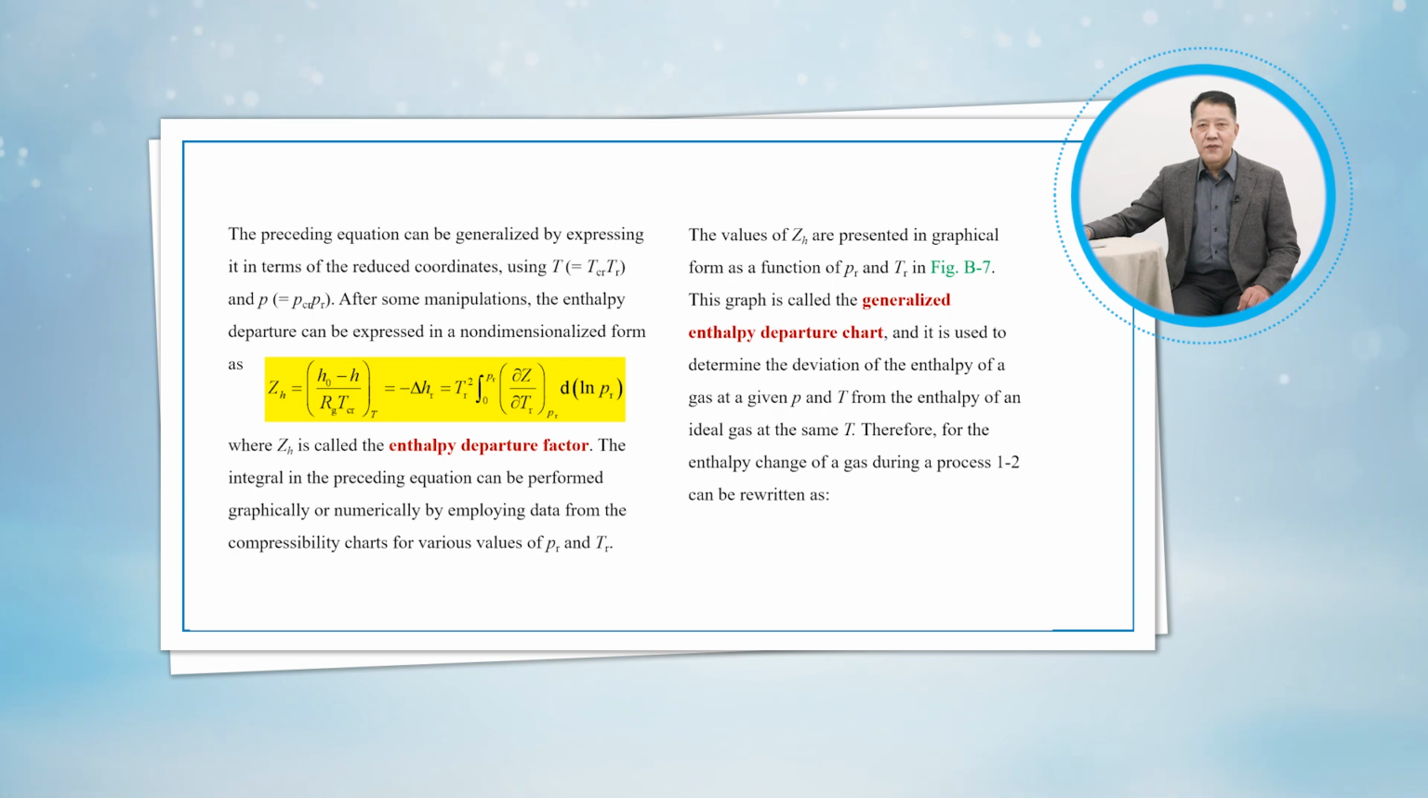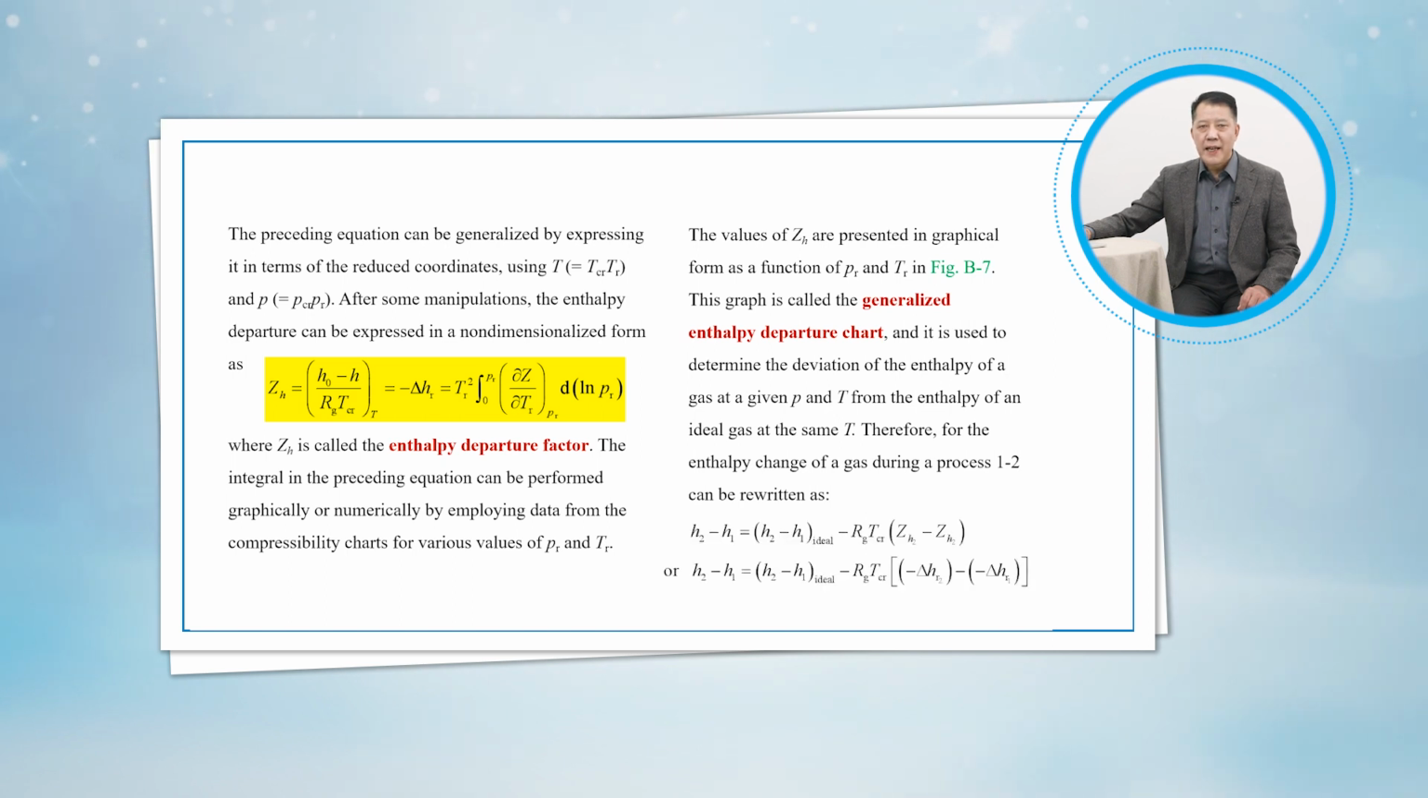The values of Z_h are presented in graphical form as a function of P_R and T_R in figure B7. This graph is called the generalized enthalpy departure chart, and it is used to determine the deviation of the enthalpy of a gas at a given P and T from the enthalpy of an ideal gas at the same temperature.